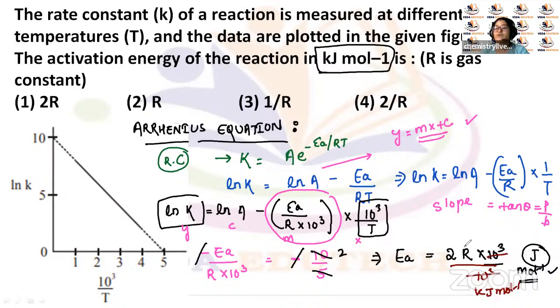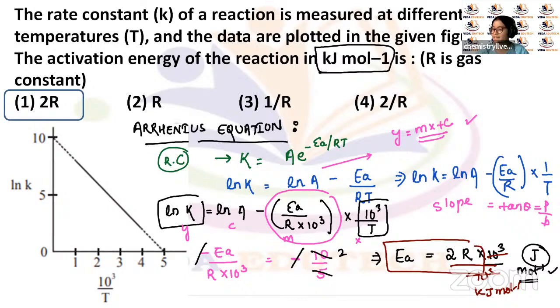So if you divide it, you are going to get Ea is equal to 2R. What do you get, children? You get that Ea is equal to 2R. And it is in which option? It is obviously in the first option. So your answer is going to be option number 1, where Ea, the activation energy, is twice the gas constant, right? So this is what we have here. Okay, let us continue and see ahead.